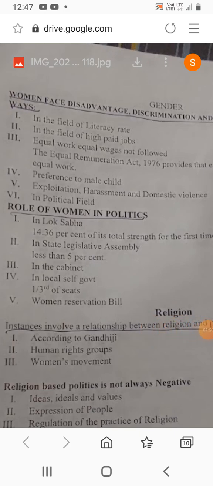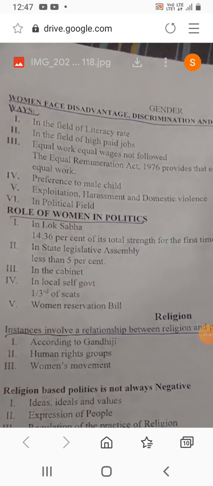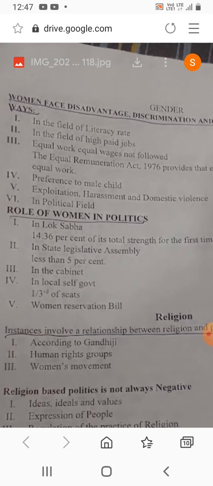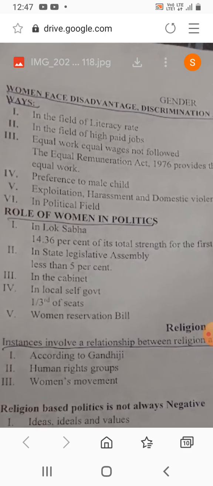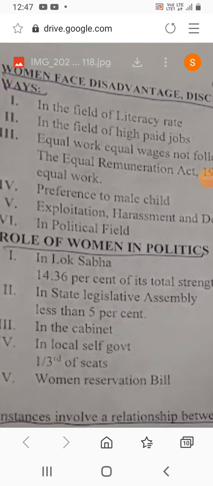The point heading is simple. Then preference to male child. This is a system of key points and point headings. Suppose if you learn only these keywords, then you can easily answer a 5-mark question or 3-mark question based on this. So it will be an easier way. After reading your textbook, if you do this system of point headings, it will be easier for you to remember.